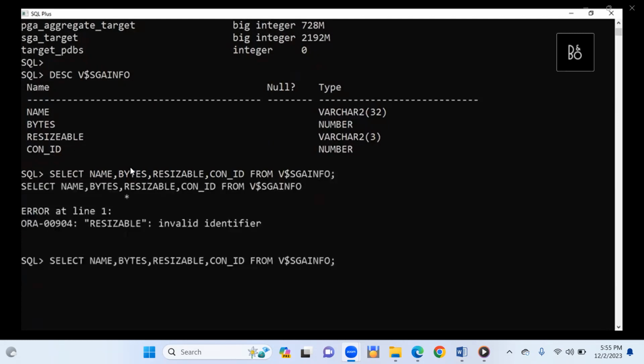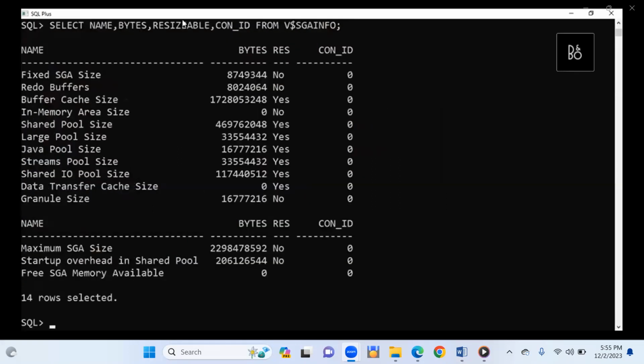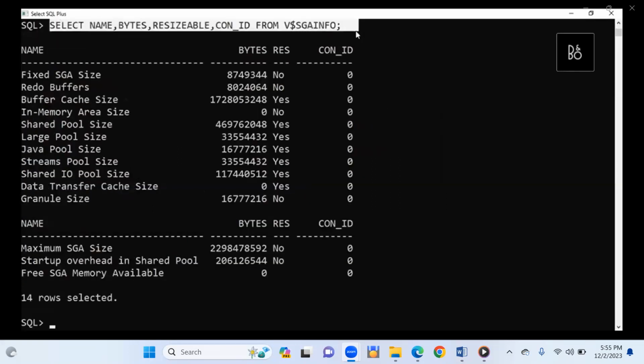Okay, I think there's a resizeable column. Yeah, now this is what this is. I've actually selected everything from that table. I could even use select star from V$SGAINFO. What this tells me is almost the sizes of the SGA components.